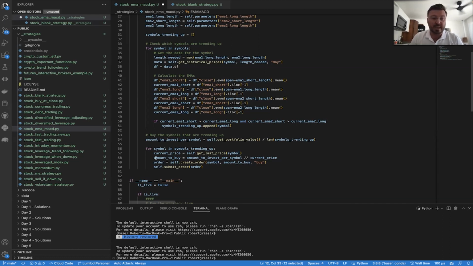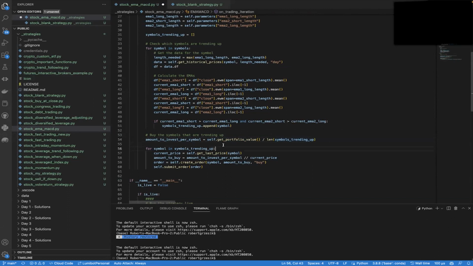So, okay, that's what we're doing here, right? The amount per symbol is going to be how much money you have in total divided by how many are trending up. So if only 2 are trending up, and let's say we started off with $100,000, then we're going to put 50,000 into one and 50,000 into the other. If there's only 2 symbols, right? If there's 3, then we're going to put 33% into each, etc. If all of them are trending up, then 20% each, right?